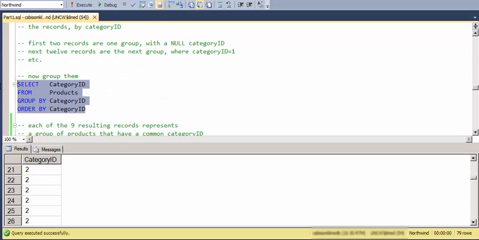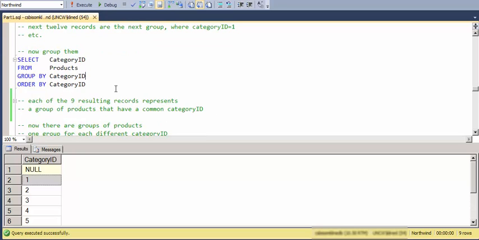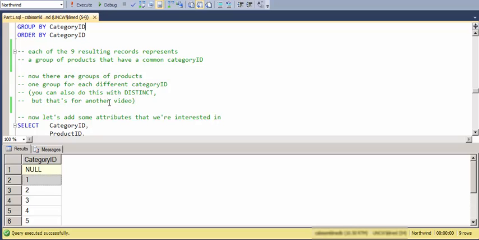Now, let's start to group these records, and notice what happens is that those two records that were category null become one record that represents those two products. The second one, there's one record here for the group of products that have a category ID of 1. So each of these 9 records that have come back represents a group of products that have a common category ID. Now you can do this with distinct, but that's for another video.